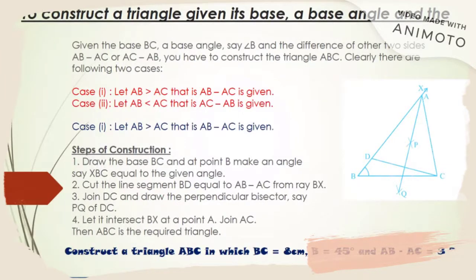Now in the second case, whenever the base angle and the difference of the two sides will be given. So the difference could be like there could be AB minus AC and there could be AC minus AB. So what does it mean actually? If we have the base BC, right? So we could have either AB minus AC. It means that this side is longer, or second case could be this side is longer.